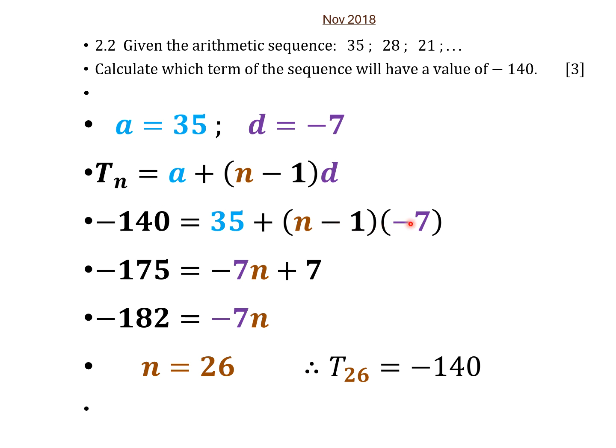From there, if I multiply out, minus 7 times n gives me negative 7n. Negative 7 times negative 1 gives me plus 7. From there, if I take 35 over, minus 140 minus 35 gives me negative 175. Plus 7 goes over, becomes minus 7, which then gives me negative 182. Negative 182 divided by negative 7 gives me n equals 26. So therefore, term 26 would equal negative 140. So that's still November 2018.